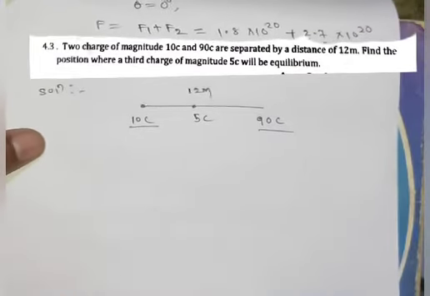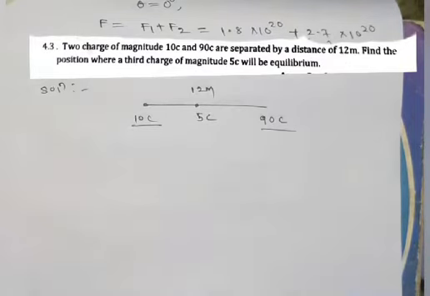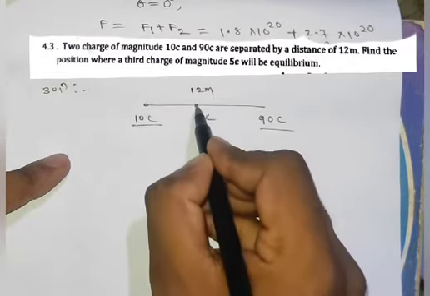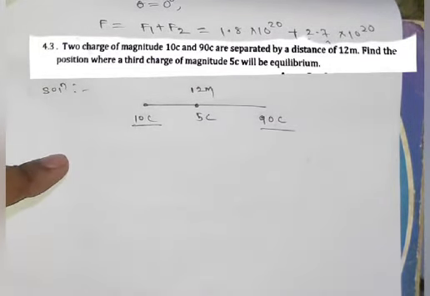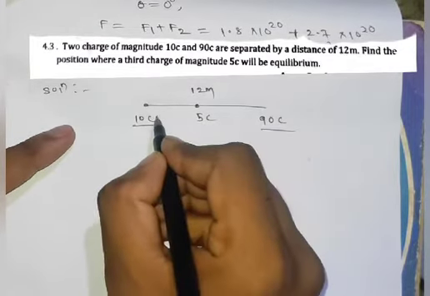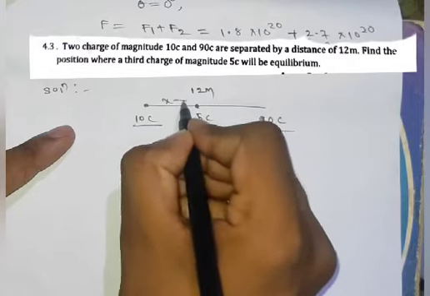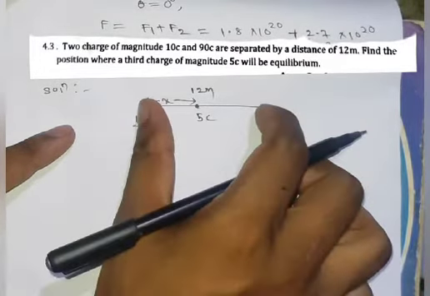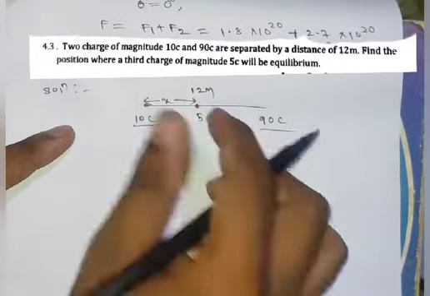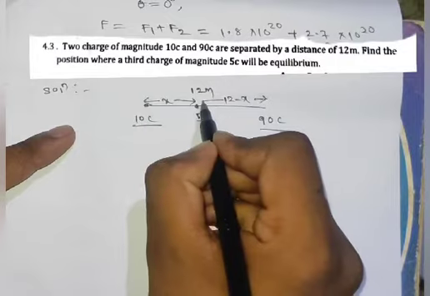So the question is asking, find the position where the third charge of magnitude 5 coulomb will be in equilibrium. Let us say that at this position the 5 coulomb charge is at equilibrium. Suppose this 5 coulomb charge is situated at a distance x from the 10 coulomb charge. The total is 12 meter. If this is x, then the remaining will be 12 minus x meter.